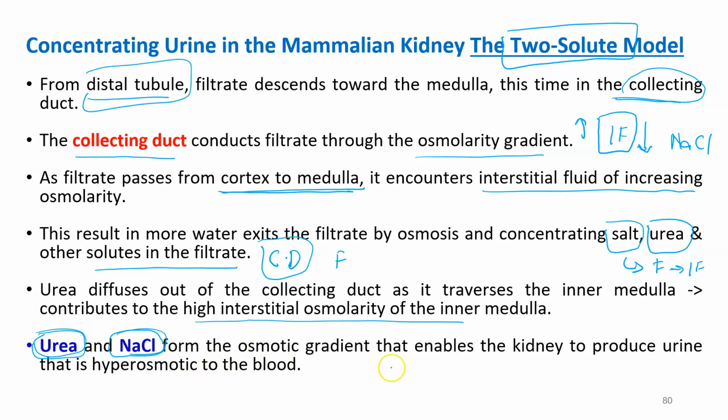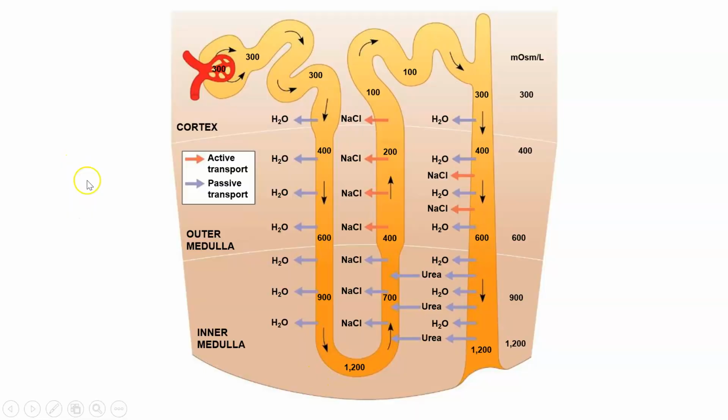Okay, so form the osmotic gradient that enables the kidney to produce urine that is hyperosmotic to the blood. So, as filtrate loses salt and urea, and also water is reabsorbed, this produces hyperosmotic urine. Okay, hyperosmotic urine. Alright. So, if you look at this diagram here, alright. Okay, so it gives you the concentration of filtrate. Okay, it shows you the concentration of filtrate in each region of the kidney.